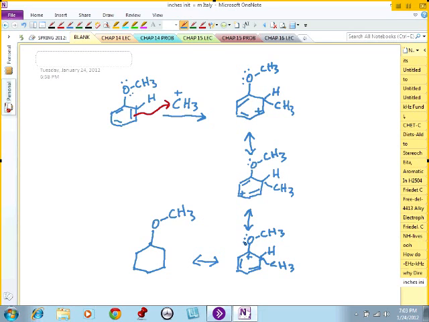So one of the pair of electrons comes here. So you now form a double bond here. So this is still here. That means oxygen now has the positive charge. Okay?